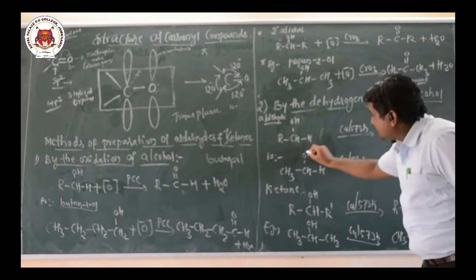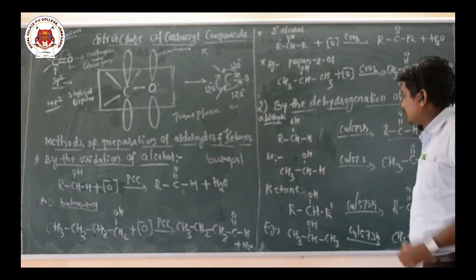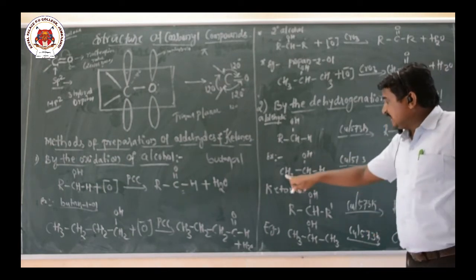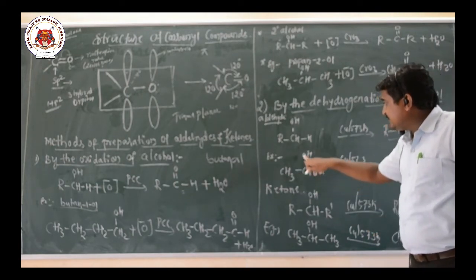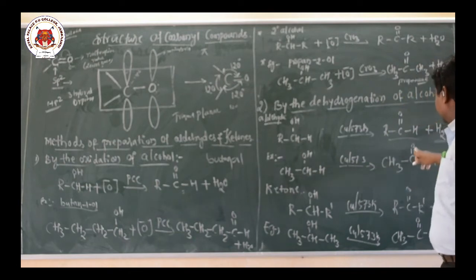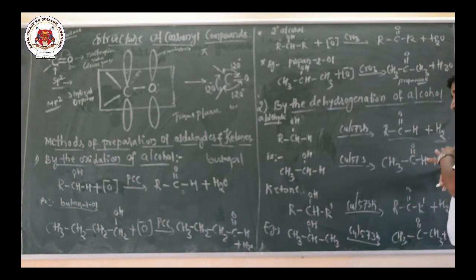Now again here removal of H2. The remaining thing is what here? CH3CHO, CH3 C double bond O, H, removal of H2, dehydrogenation. So here the name of the product is what here? Ethanal, or acetaldehyde.